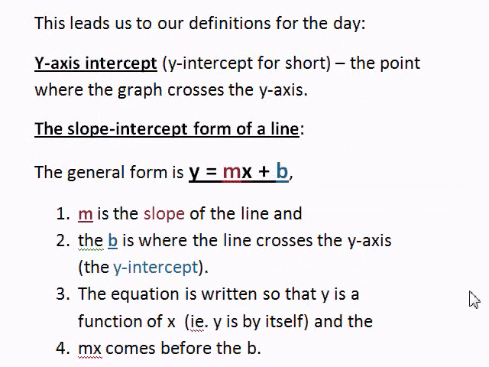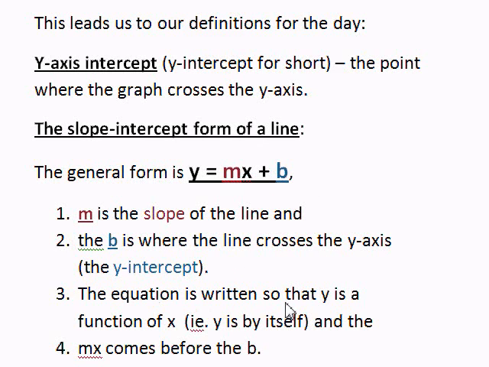This leads us to our definitions of the day. The y-axis intercept, or y-intercept for short, is the point where the graph crosses the y-axis, which leads us to our slope-intercept form of a line. The general form is y equals some number times x, so x has a coefficient of m, plus b. b is a constant, where m is the slope of the line. That's the number times x. And b is where the line crosses the y-axis, and it's called the y-intercept.